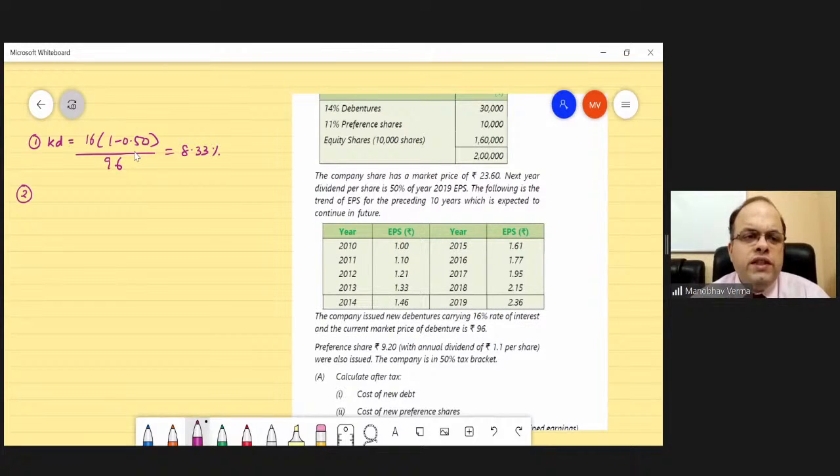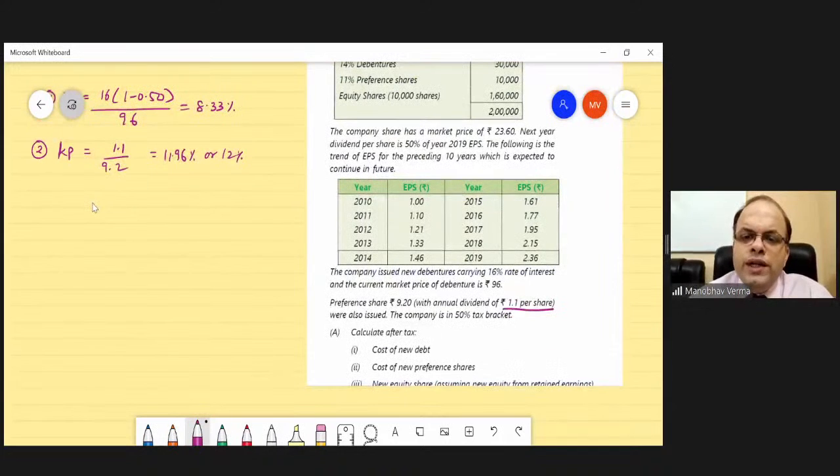What about the cost of new preference shares, guys? Srishti says 11.96. So again, you're talking about preference dividend. The preference dividend is 1.1, an annual dividend, and the preference share price is 9.2. So 1.1 upon 9.2 is 11.96, or obviously could be 12% as a round figure, but that's okay.